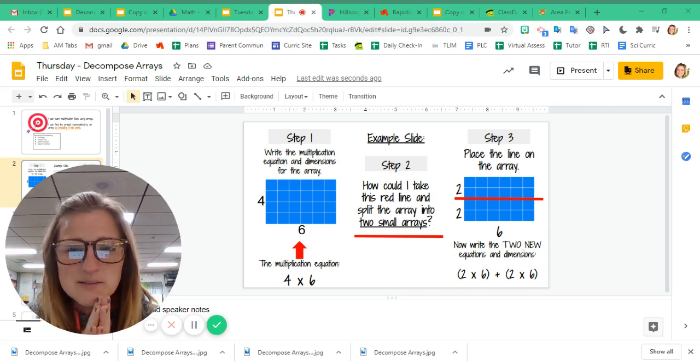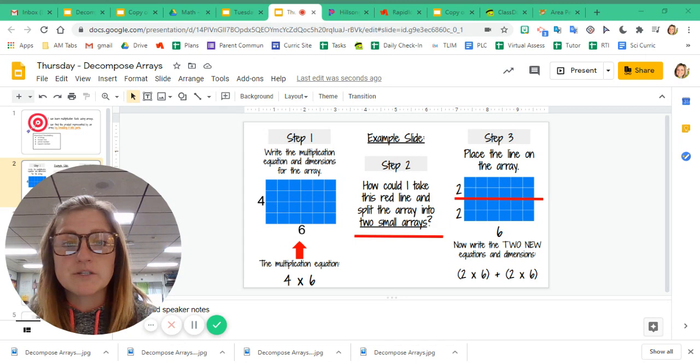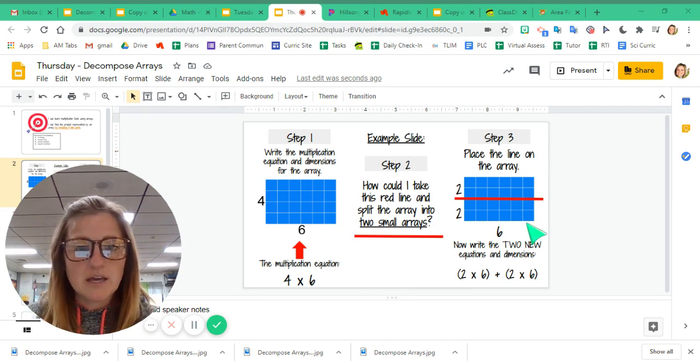Right, here we go, guys. We're going to keep practicing decomposing, or distributive property. So remember, that means that we are taking a larger array and then we are breaking it into two smaller arrays so that we can write a new equation.